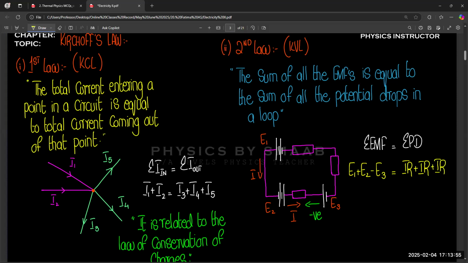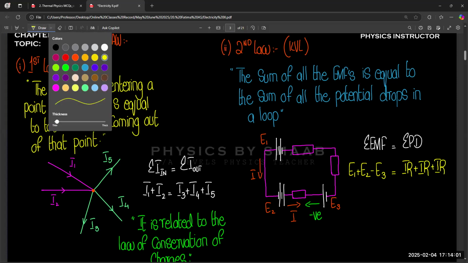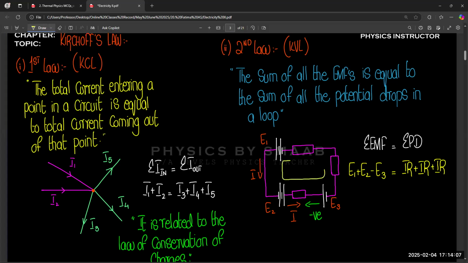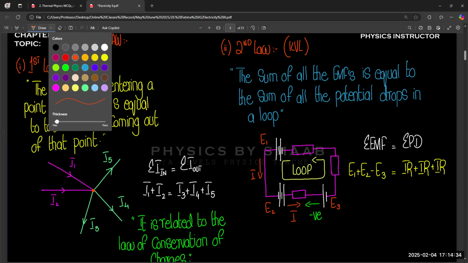So in this whole circuit, we are talking about a loop. If you want to draw a loop in this diagram, that loop will be in this way, starting from left to right, because the main EMF is following this direction. If we are getting current from the opposite direction, the loop will be in the opposite pattern. So this is the concept of Kirchhoff's second law, KVL.